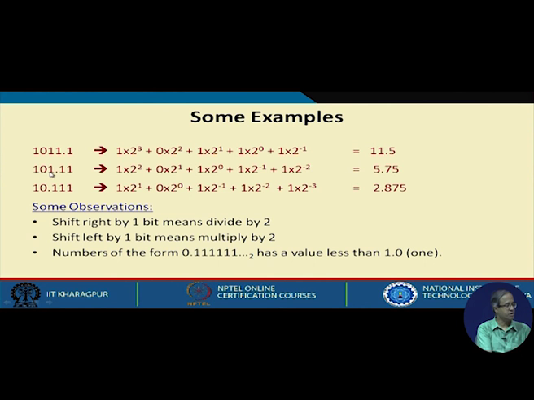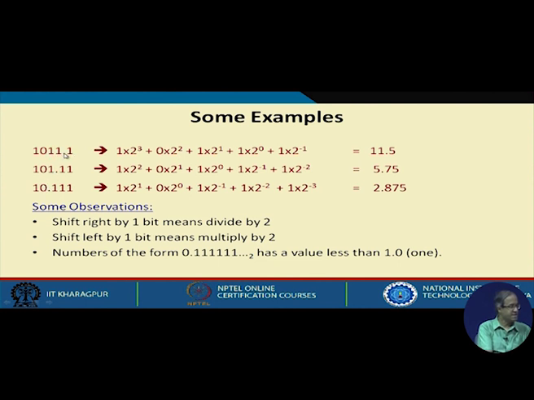Similarly, this number 101.11 will have a value, again multiplied by the weights, of 5.75. And if you take a number 10.111, the weights on the fractional part will be minus 1, minus 2 and minus 3. So, the value will be 2.875. Now, one thing you see across these examples I have taken, is that the radix point is actually shifting left by one position from this number to this number to this.